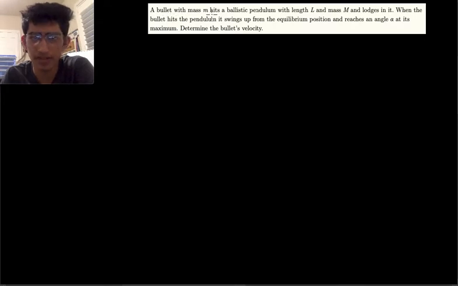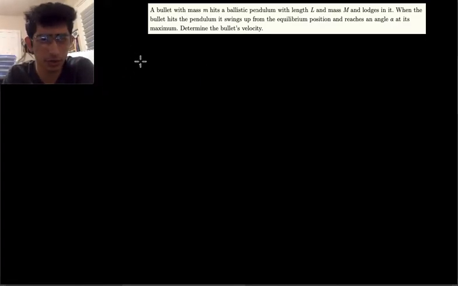A bullet with mass m hits a ballistic pendulum with length L and mass big M and lodges in it. When the bullet hits the pendulum, it swings from the equilibrium position and reaches an angle alpha at its maximum. Determine the bullet's velocity.